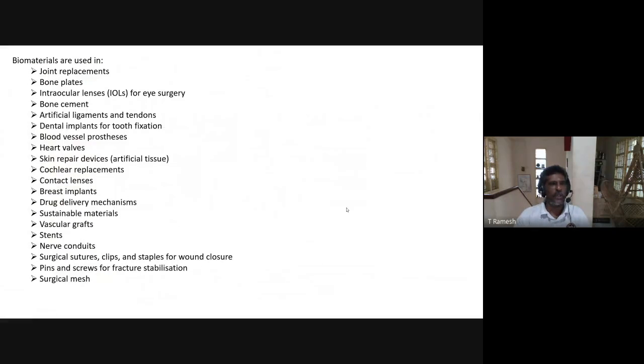Especially biomaterials are used in various applications, starting from joint replacements, bone plates, intraocular lenses for eye surgery, bone cement, artificial ligaments and tendons, dental implants for tooth fixation, blood vessel prosthesis, heart valves, skin repair devices, that is, development of artificial tissues, cochlear replacements, contact lenses, breast implants, drug delivery mechanisms, sustainable materials, vascular grafts, stents, nerve conduits, and surgical sutures, clips, and staples for wound closure.